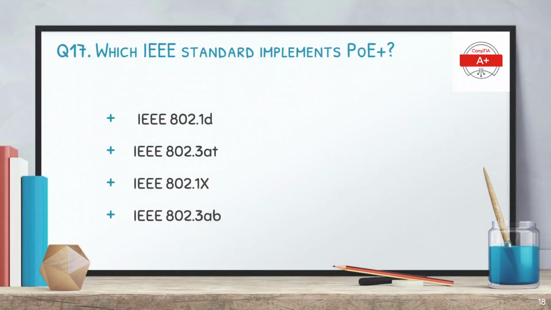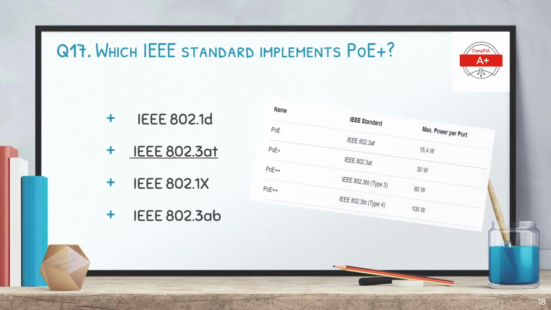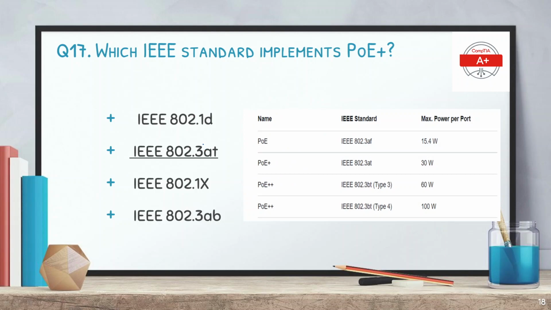Question number 17 is which IEEE standard implements PoE plus? The options are 802.1d, 802.3at, 802.1x, and 802.3ab, and the correct answer is 802.3at. So these are typical standards of PoE.